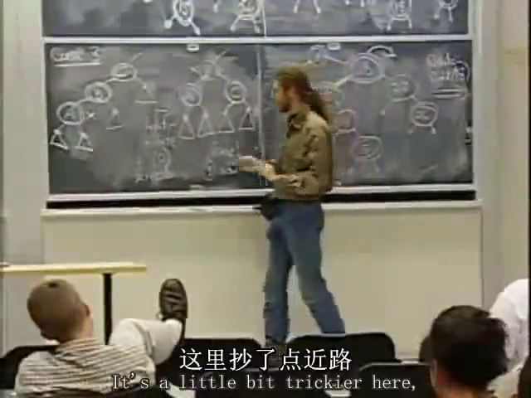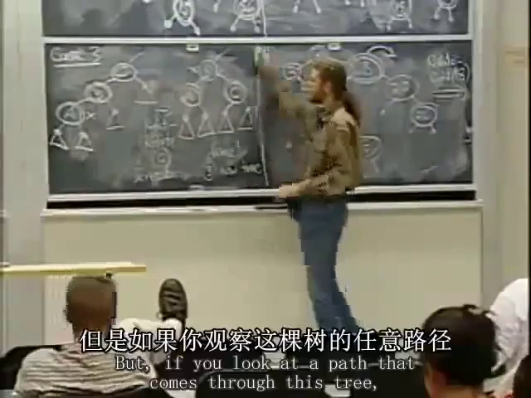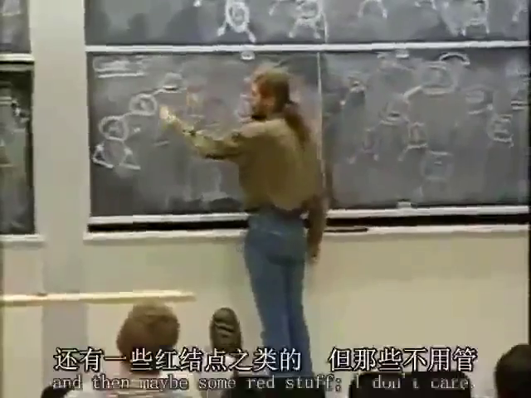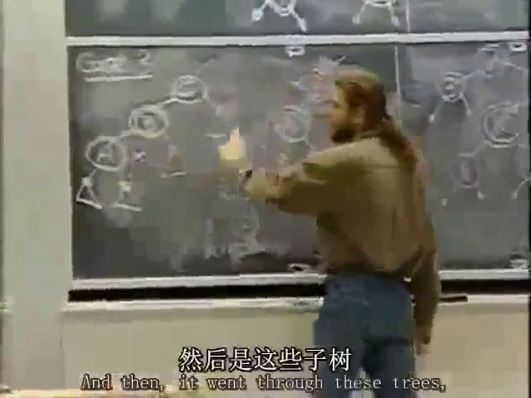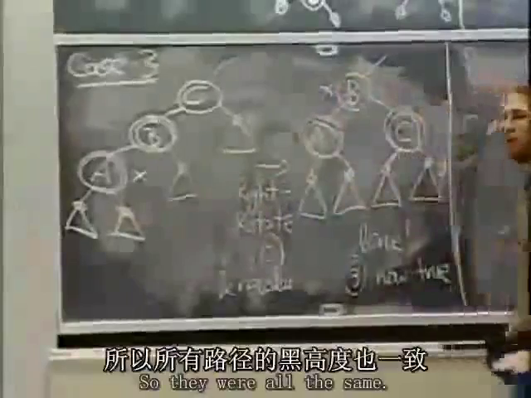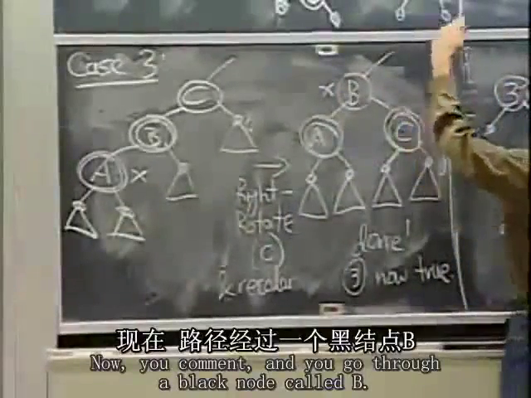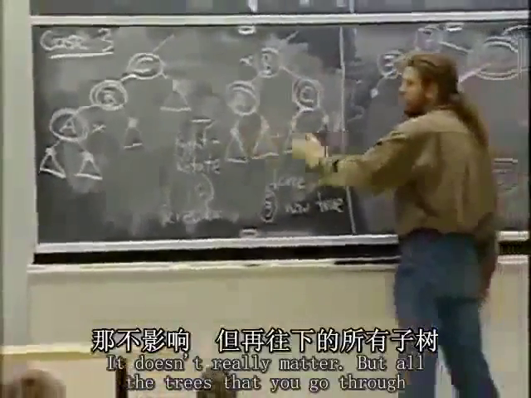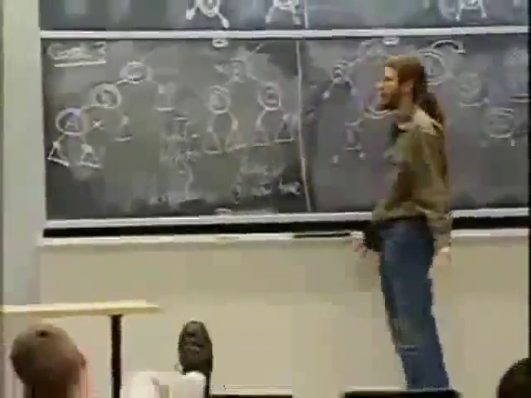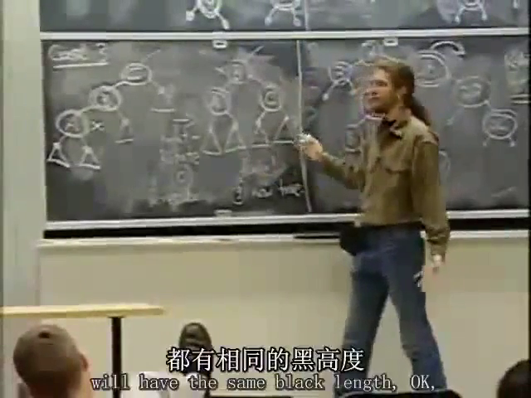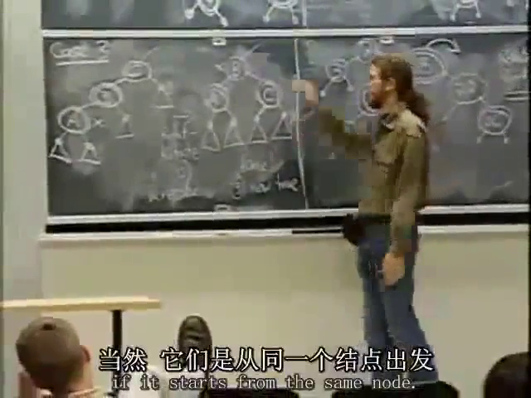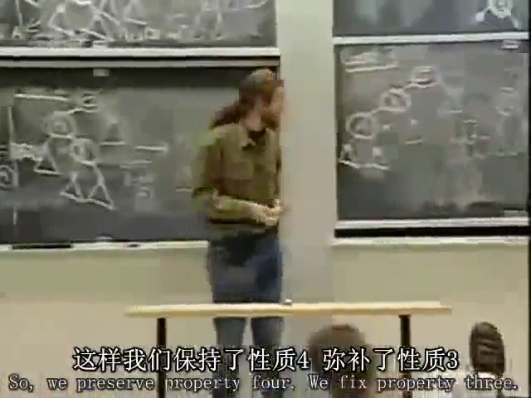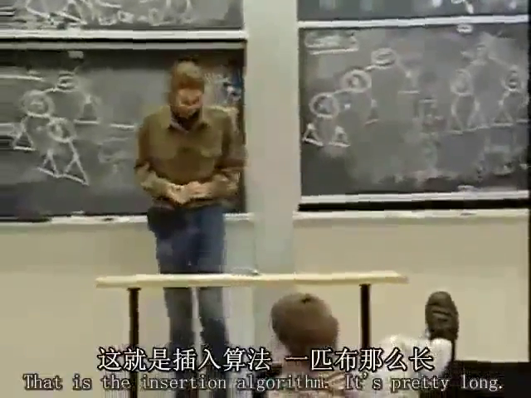It's a little bit trickier here because we're recoloring at the same time. But if you look at a path that comes through this tree, it used to go through a black node C, and then maybe some red stuff, I don't care. And then it went through these trees, which all have the same black height, so they're all the same. Now, you come in and you go through a black node called B, and then you go through some red nodes, doesn't really matter, but all the trees that you go through down here have the same black height, so every path through this tree will have the same black length, if it starts from the same node. So we preserve property 4, we fix property 3. That is the insertion algorithm.